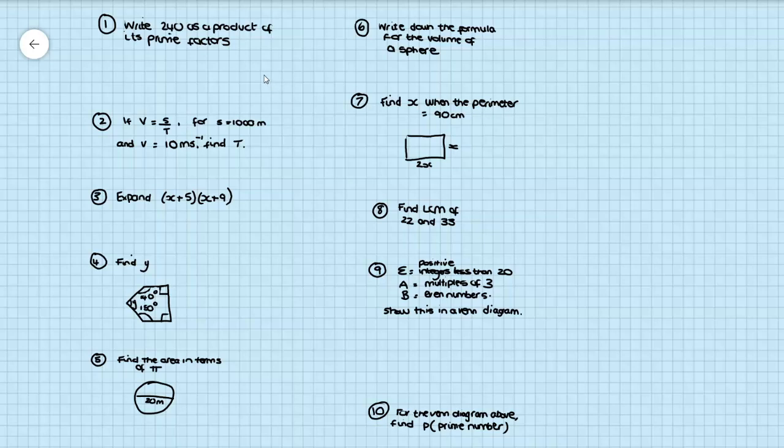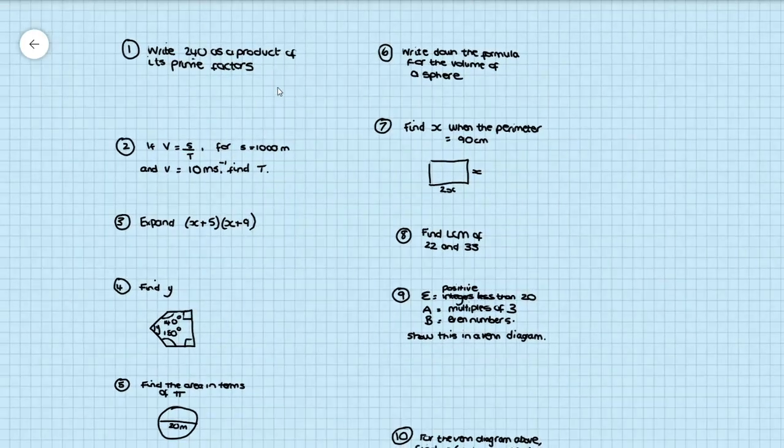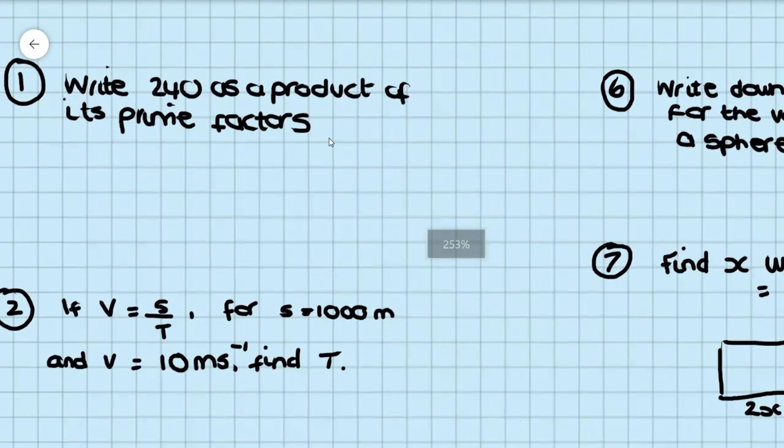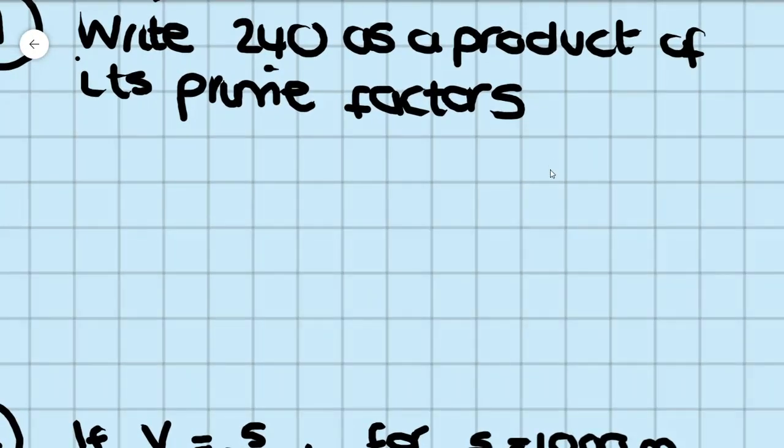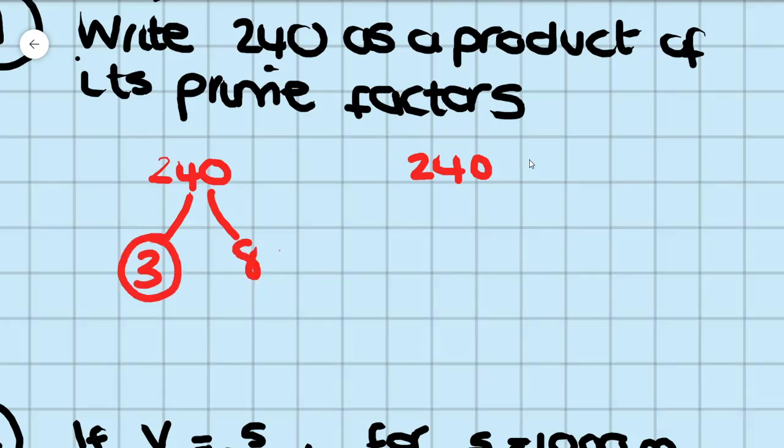So number 1 up here, right, 240 is a product of its prime factors. So we've done quite a few of these now. So that's like looking at our prime factor trees. So I've got 240, and I'm going to do it two different ways. There are more than 2 ways, just to show you that actually it doesn't matter which numbers you pick. So I know that 3 lots of 80 are 240, and 3 is prime, hence I've circled it. Also, I know that 24 times by 10 also makes 240.